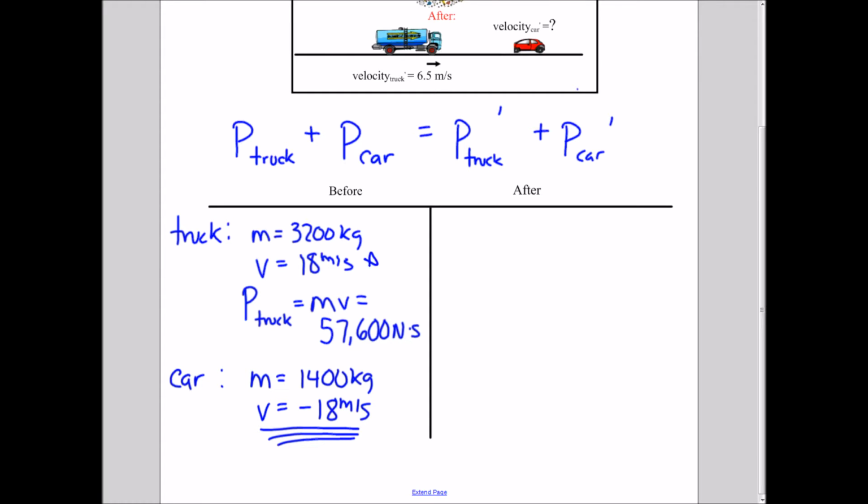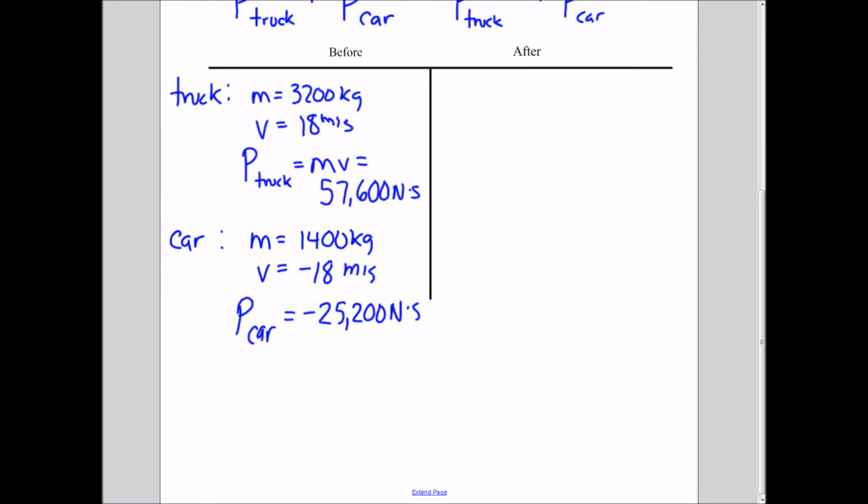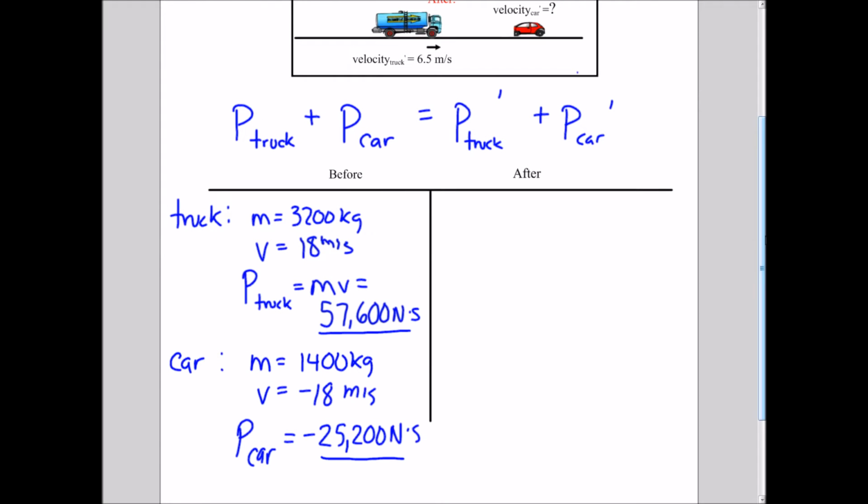These two velocities right here, having different signs, show that they're going in different directions, which of course is a very important part of the problem, right? So once I've done that, I say this is negative 18 meters per second. Then I can find the momentum of the car. And when I do that, I come up with negative 25,200 Newton seconds. Okay? So now I have the momentum of the truck and I have the momentum of the car, which are the two pieces of my statements up here.